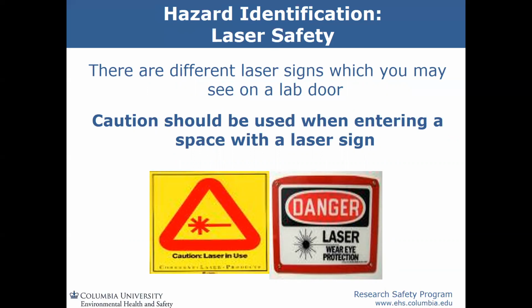Laser safety. There are different laser signs which you may see on a lab door. Caution should be used when entering a space with a laser sign. Lasers are beams of light. They can be simple and low power like a laser pointer or complex and high power like some of the research equipment you'll see at Columbia. They may be visible or you may not be able to see them at all. Most are contained within equipment that turns the laser off if the device is open. Some are open beam and should always be approached with caution. When in doubt, ask a supervisor or Environmental Health and Safety.